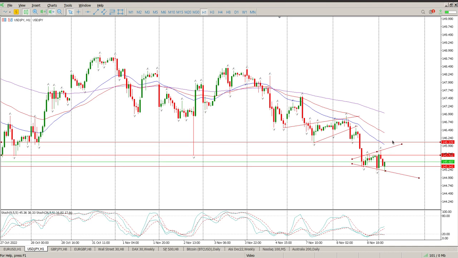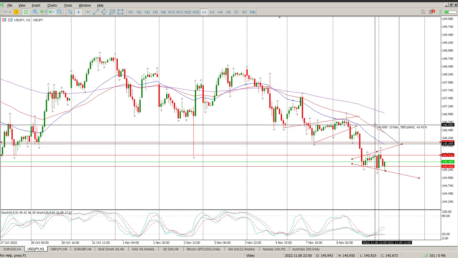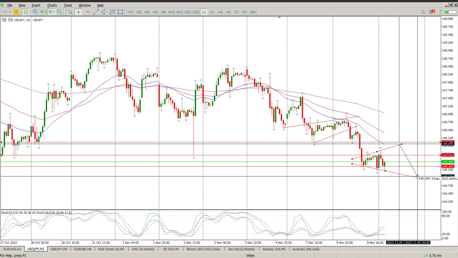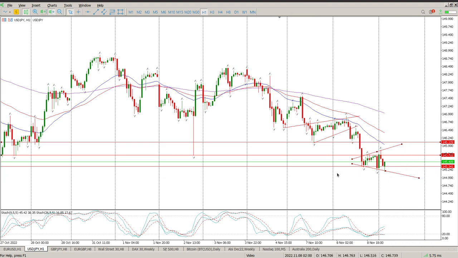I'd be looking for a pullback to this area here, 146.109, for a decent attempt to the move down. And then you've got a stop above the previous swing high, a relatively large swing high, 600 points, but you'd be looking to get all the way back down here, which is 1,000 points, so almost a 2-to-1 trade.